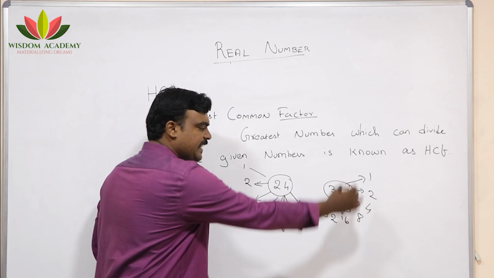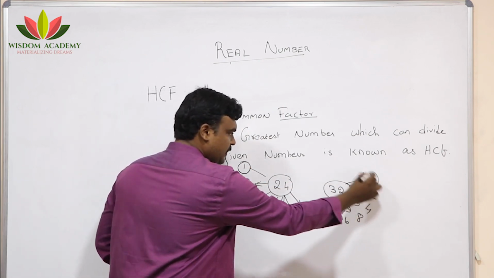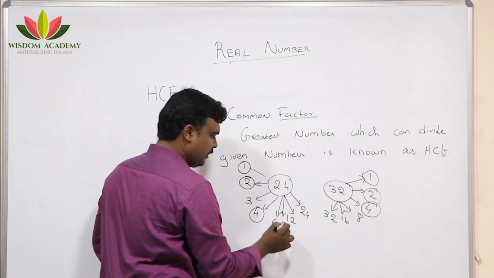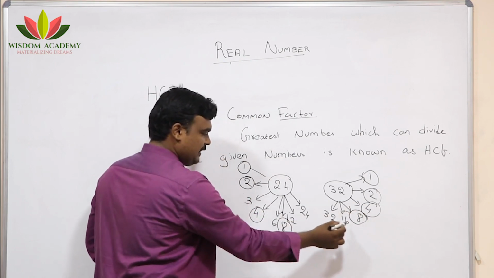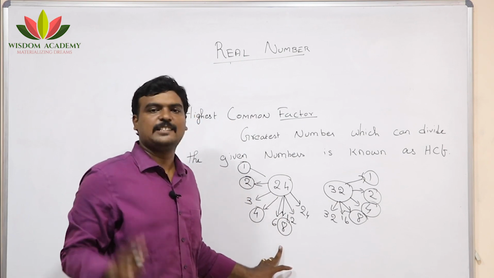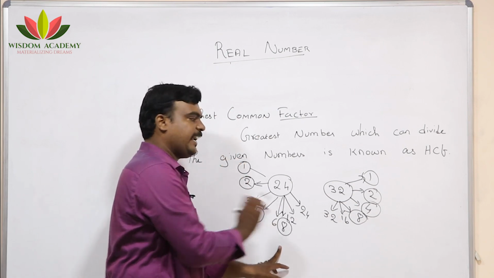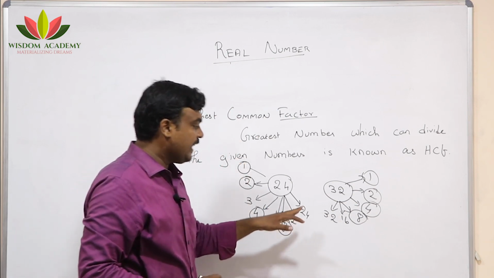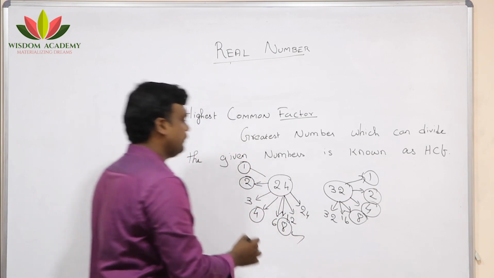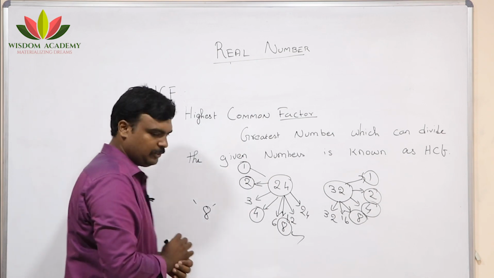In this, which is the greatest number? See, which are common first? 1, 2, 4, 8, and 16. Okay, now these 1, 2, 4, 8 are known as common factors. So common factors for 24 and 32 are 1, 2, 4, 8. Okay, and the highest common factor among these 1, 2, 4, 8, which is the highest? 8. So 8 is the highest common factor for these two numbers.